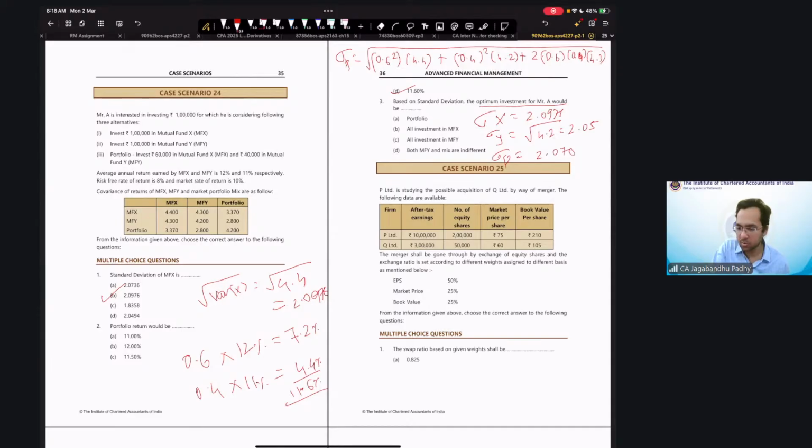Okay, so where do you think we should be investing? X, Y, or the portfolio? Y, yes. The standard deviation of Y is 2.05. So all investment should be made in mutual fund Y because it results in lower standard deviation.